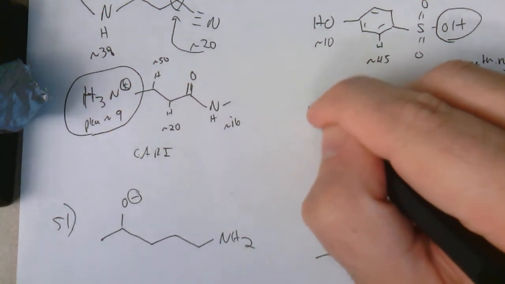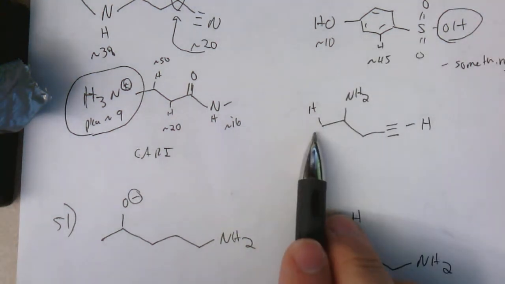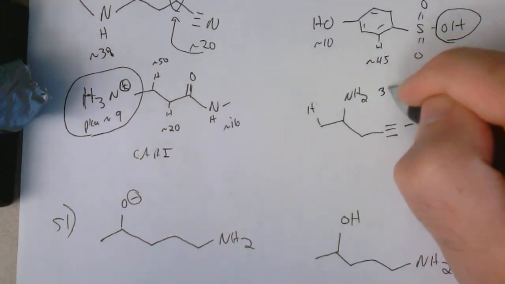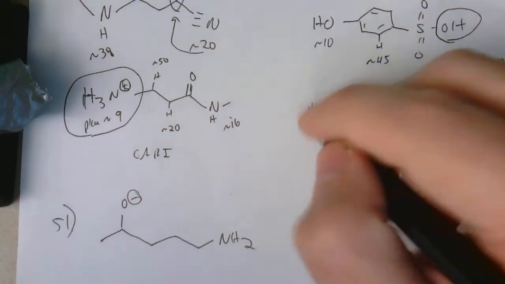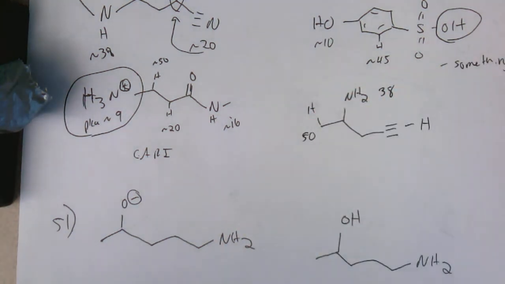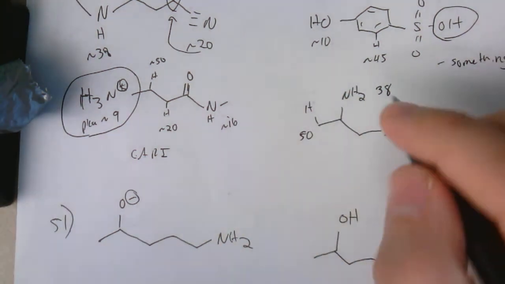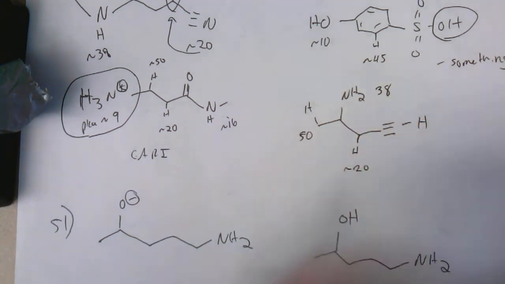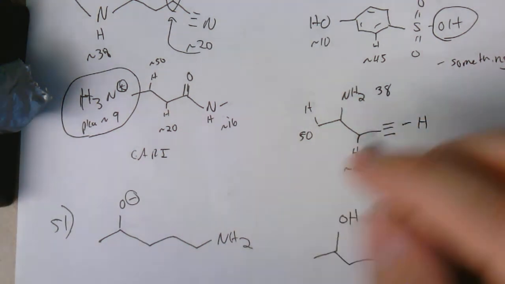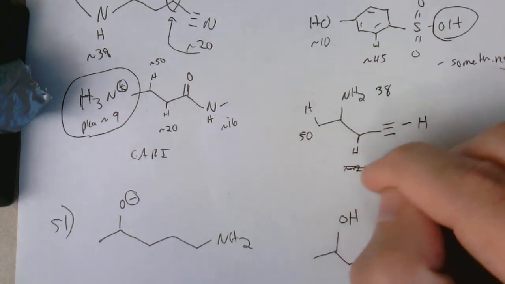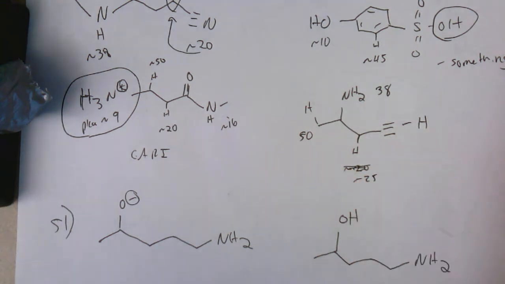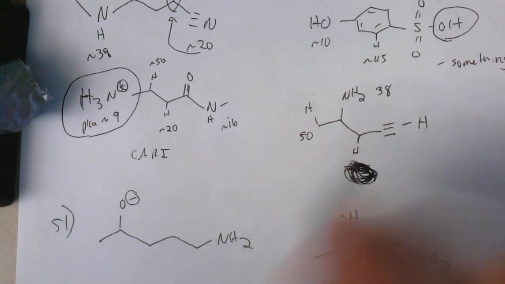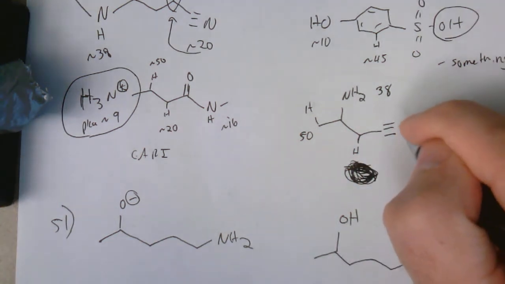Okay, last one. What all do we have? We have an alkyl. We have an amine, which we said amine losing a proton is about 38. Alkyl is about 50. We have an alpha to an alkyne, right? This is probably more along the lines of 20-ish. It's probably actually not quite 20, maybe more like 25. Well, sorry, that's not even what we want to be talking about right now. We want to talk about the alkyne proton.